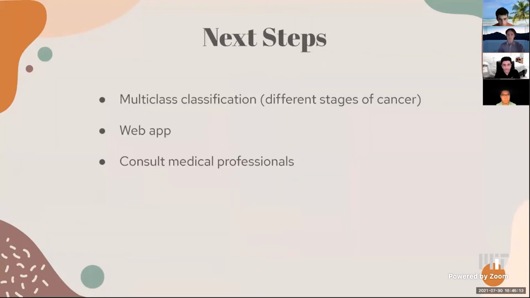So the next step for our project would be moving from binary classification to multi-class classification. So ideally, our model would be able to determine whether you had stage 1, stage 2, stage 3, or stage 4 cancer in the future. Another step is moving our model onto a web app. So on this web app, patients could potentially submit pictures, and our model could tell them the probabilities of being diagnosed with a certain stage of cancer.